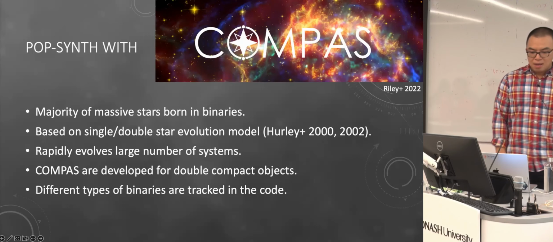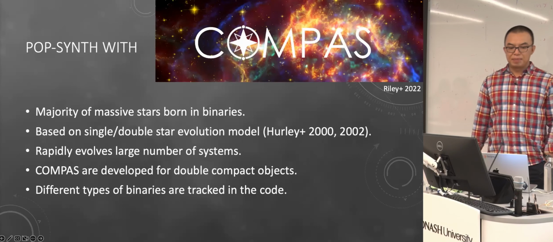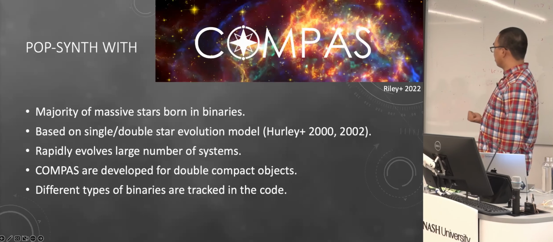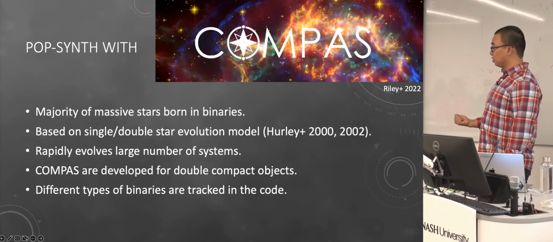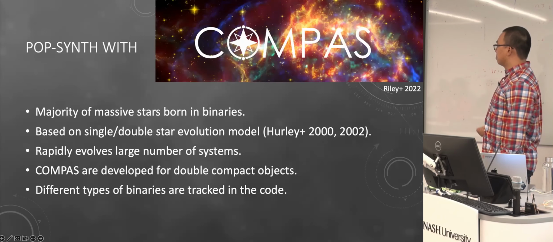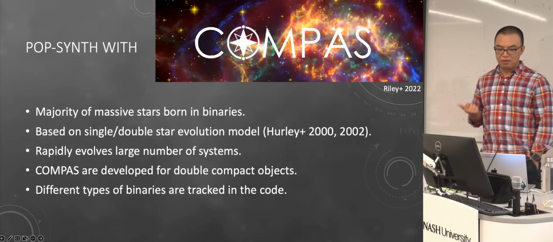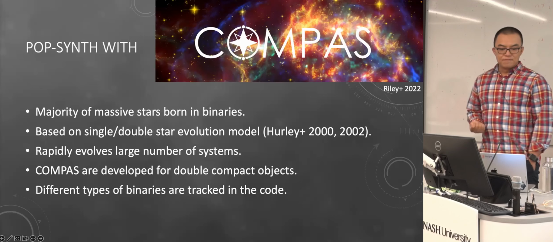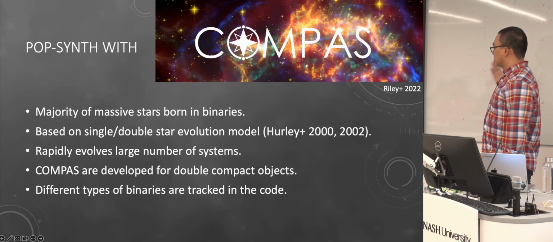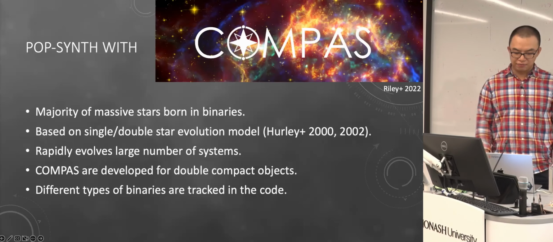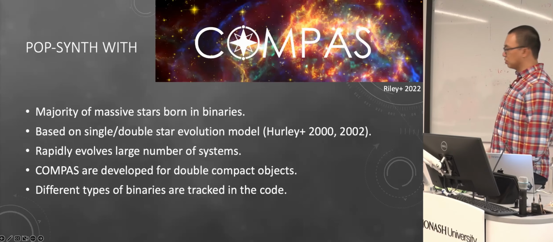COMPAS is developed based on the single star and binary star evolution model from Hurley in 2000 and 2002. The code is optimized to rapidly evolve a lot of binary systems within a short amount of time. And there are also new features added to the code constantly that can track different types of binaries that people are interested in.